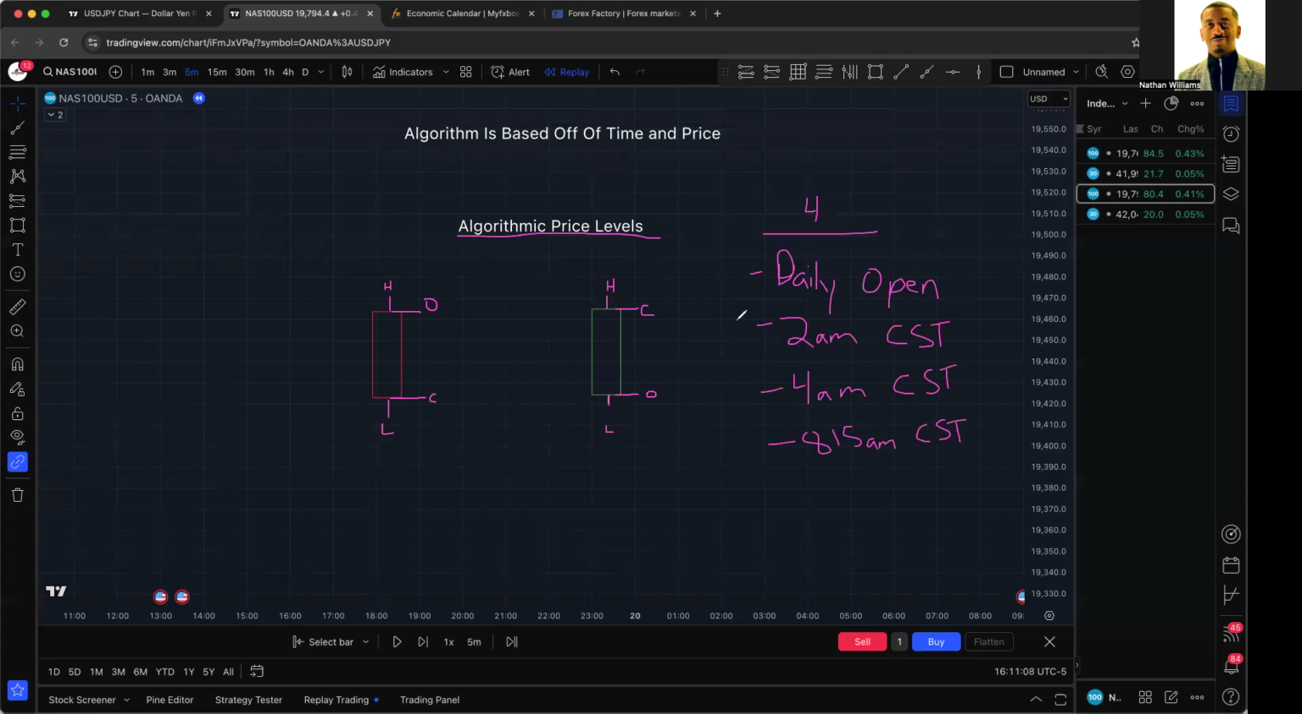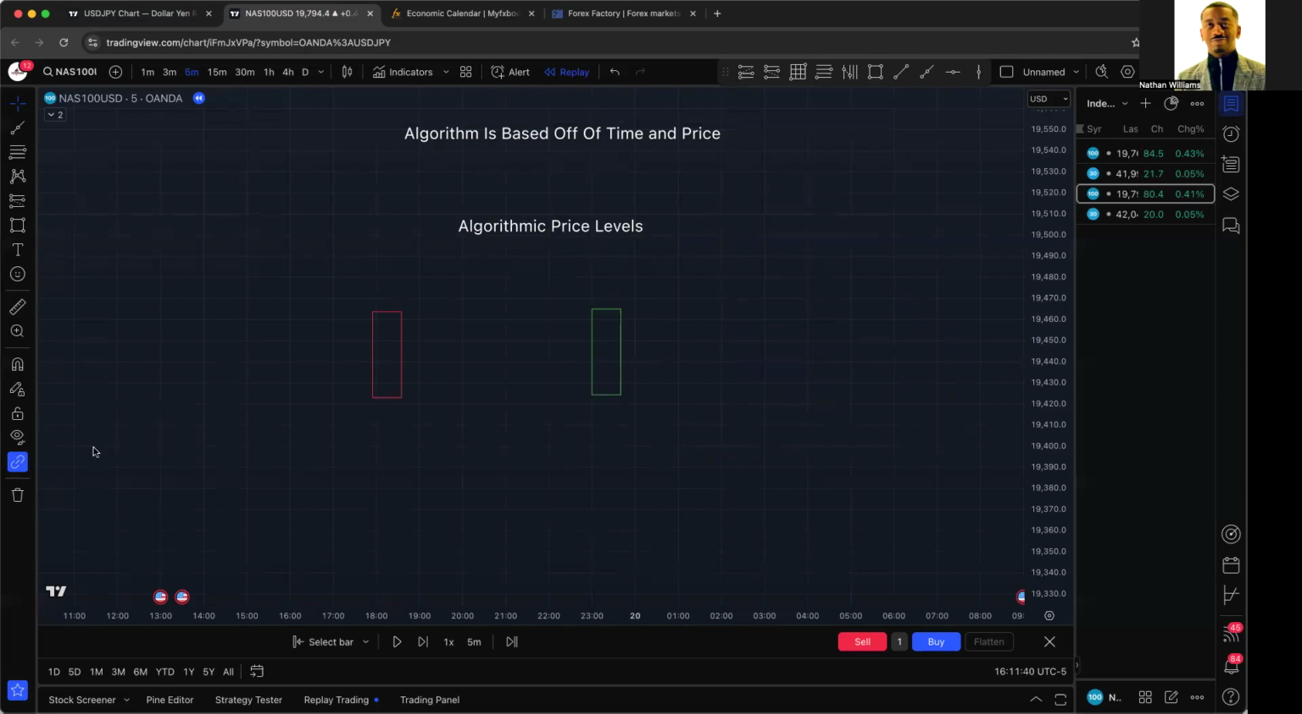It should. 2 a.m. to 4 a.m. is London. Remember that? 4 a.m. to 8:15 is pre-market. So the start and the end of these price ranges are also algorithmic price levels. Let's go take a look at them so you can actually see exactly what I mean on the actual charts.